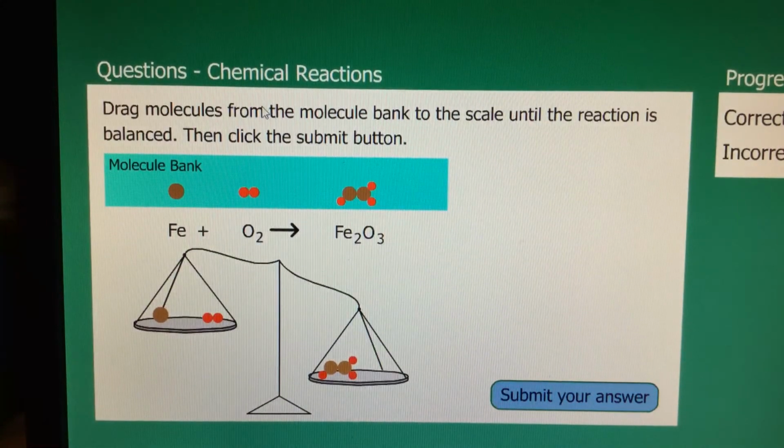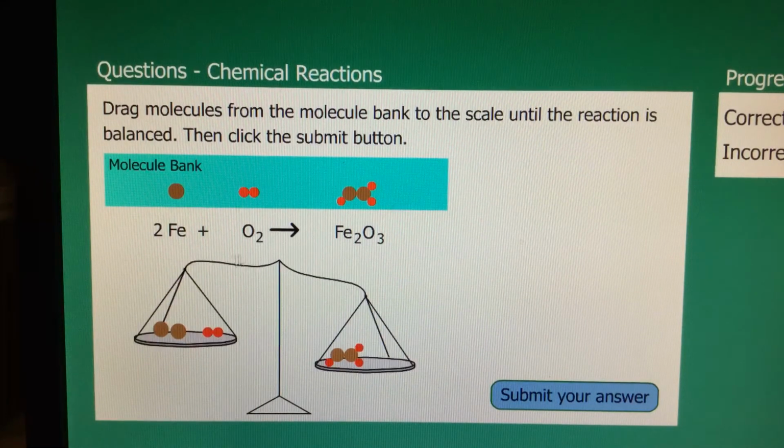All right. Now here's our beautiful illustration of a balance. So we're going to grab the molecules and put them on the balance and get it to balance. This is pretty cool. Balance the right way. So we see 2 iron products, but only 1 iron product. So let's drop one of those down.